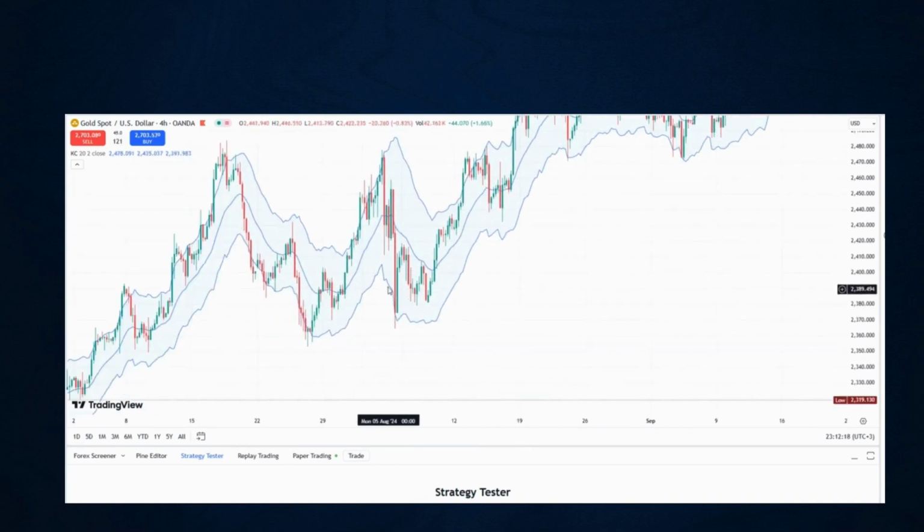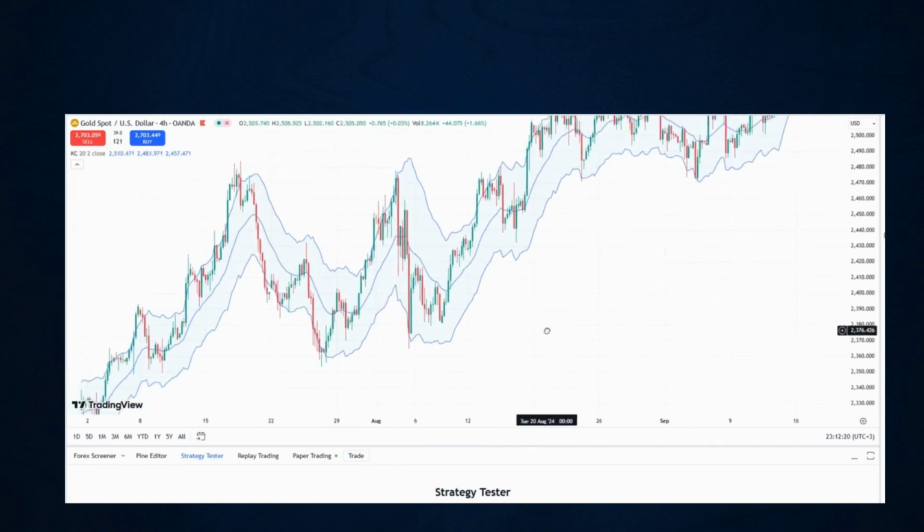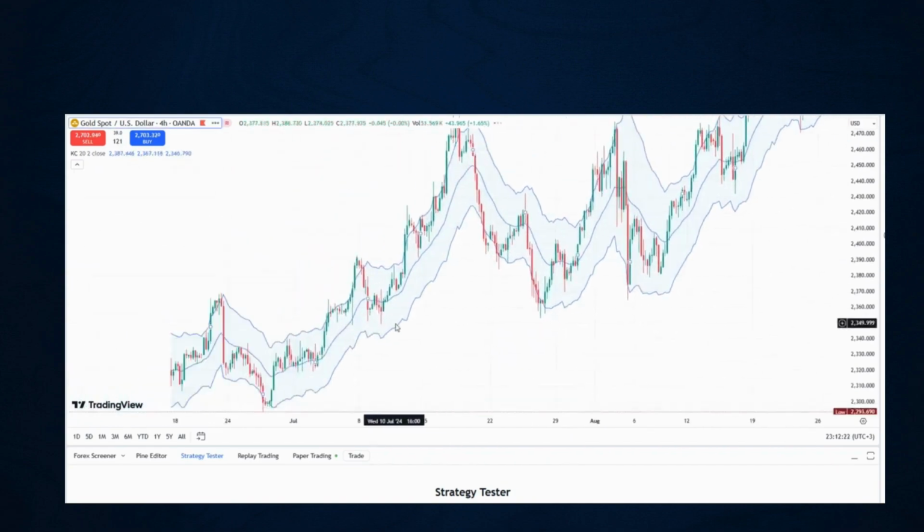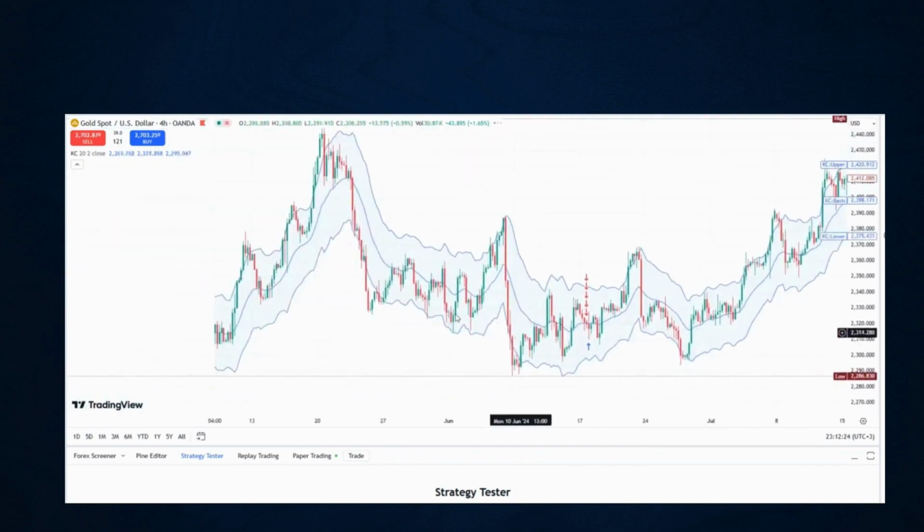By understanding these signals, you can use the Keltner Channel to make data-driven entry and exit points, helping you manage risk and opportunity effectively.